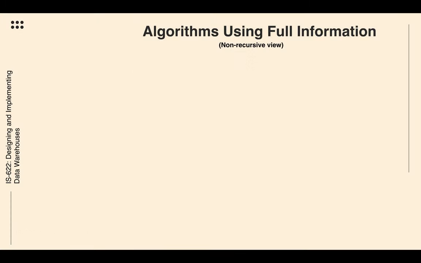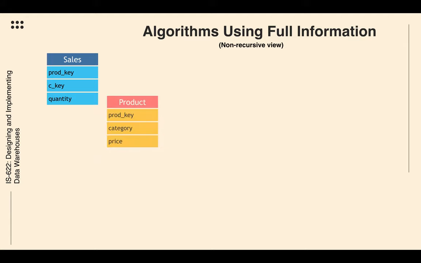Let's talk about the first one, which is algorithms using full information for non-recursive views. Let's say, for example, we have a table called sales. This table has three attributes: the product key, the customer key, and the quantity, which is the same table that we used earlier.